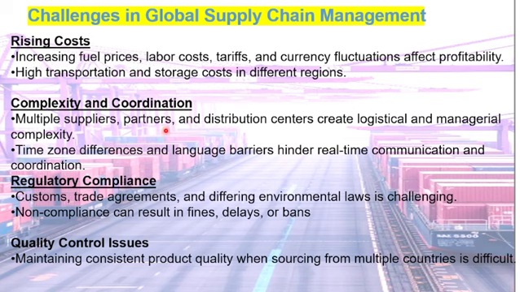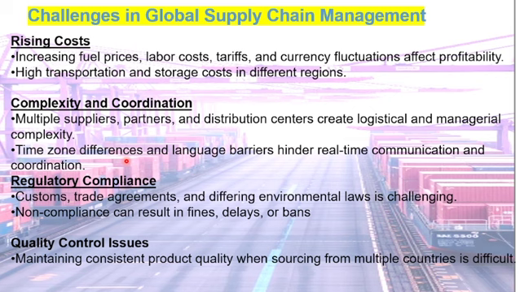Second, complexity and coordination. Multiple suppliers, partners, and distribution centers create logistical and managerial complexity. Time zone differences and language barriers hinder real-time communication and coordination. The biggest coordination issue is the language barrier. Second is time zone, with multiple suppliers and partners. This is one of the biggest challenges in the global supply chain: complexity and coordination.